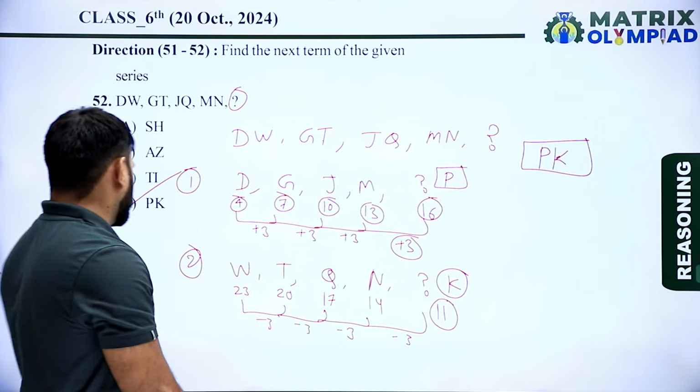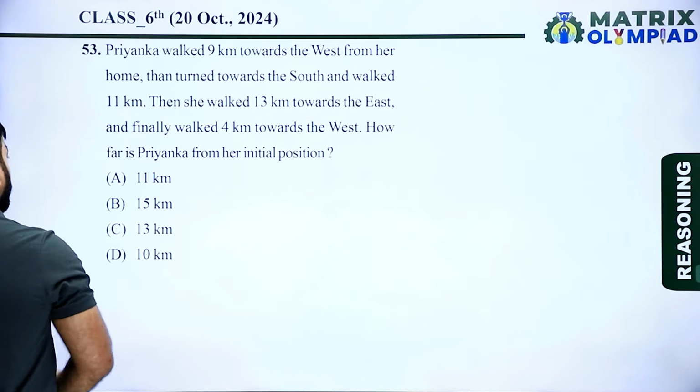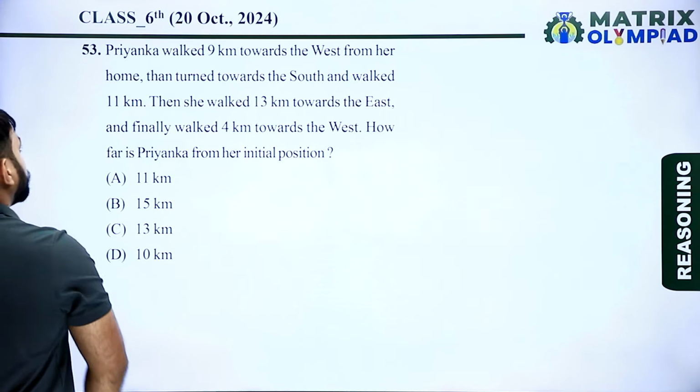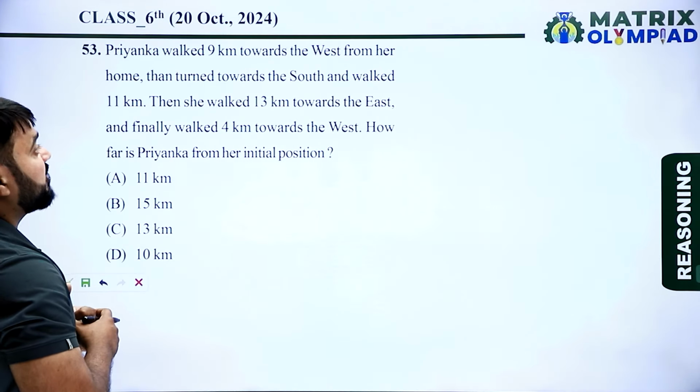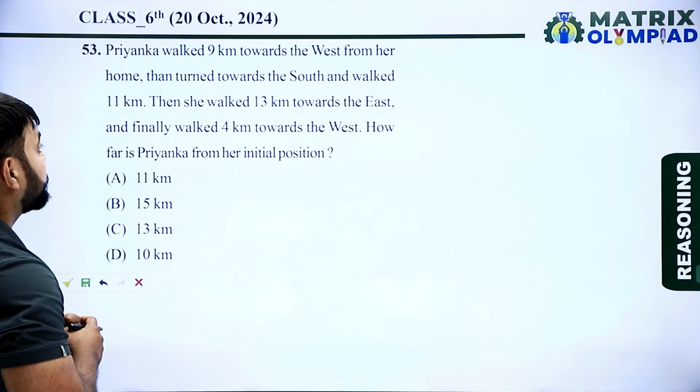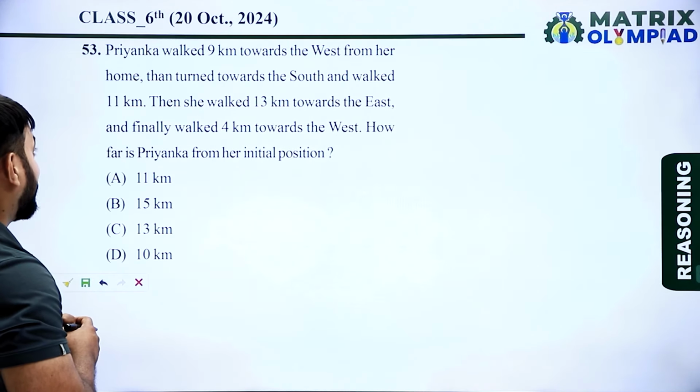So now let's move on to the next question. The next question is question number 53. Priyanka walked 9 km towards the west from her home, then turned towards the south and walked 11 km.